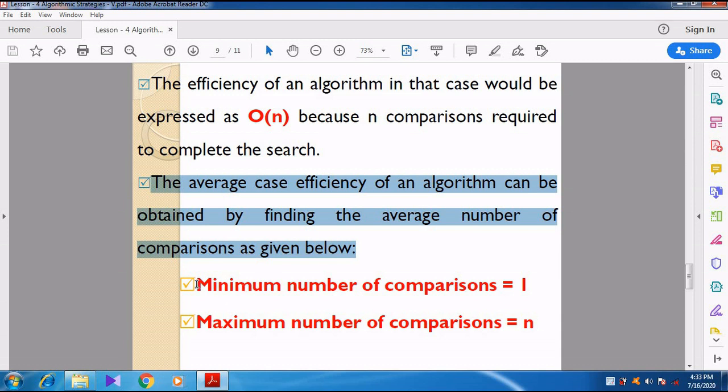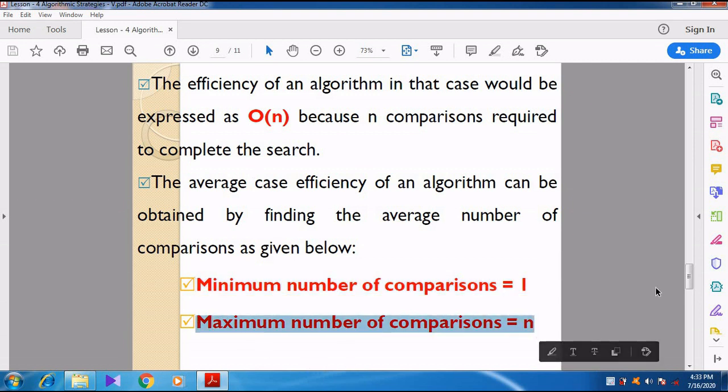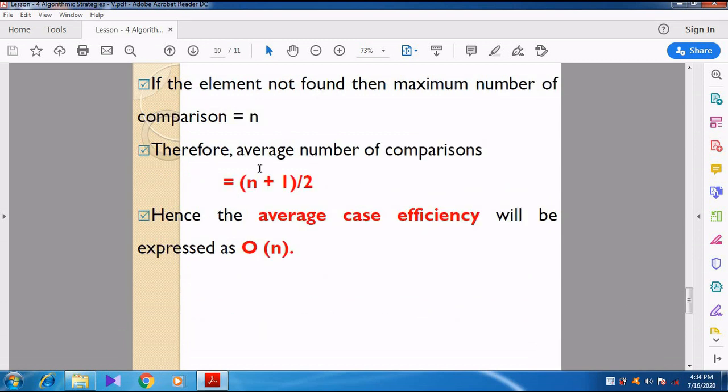Like that here, the minimum number of comparisons is 1. The maximum number of comparisons is n. So from this I am going to find the average. Therefore the average number of comparisons is equal to n plus 1 divided by 2. Hence the average case efficiency will be expressed as O of n.